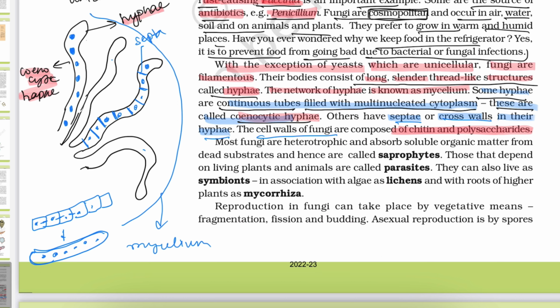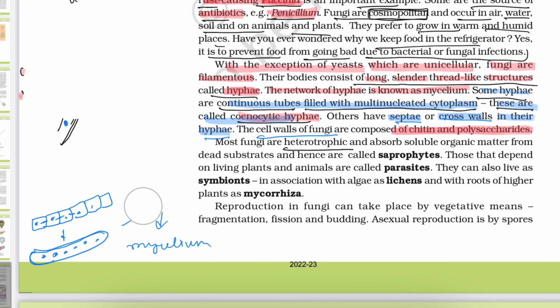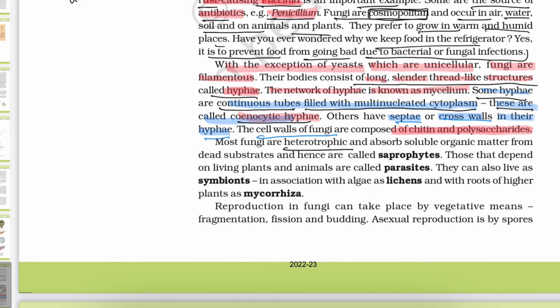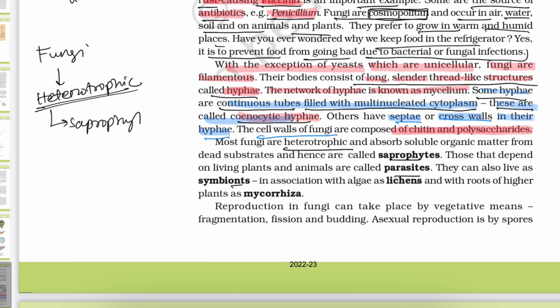Now some fungi are heterotrophic. What type of nutrition is seen in fungi? Obviously we know that fungi are heterotrophic. Which type of heterotrophic? They are saprophytic, parasitic, and symbiotic. Now let us see, guys. The fungi are heterotrophic and absorb soluble organic matter from dead substrates, and these are called saprophytes. Those that depend on living plants and animals are called parasites. They can also live as symbionts in association with algae as lichens, and with the roots of higher plants as mycorrhiza.